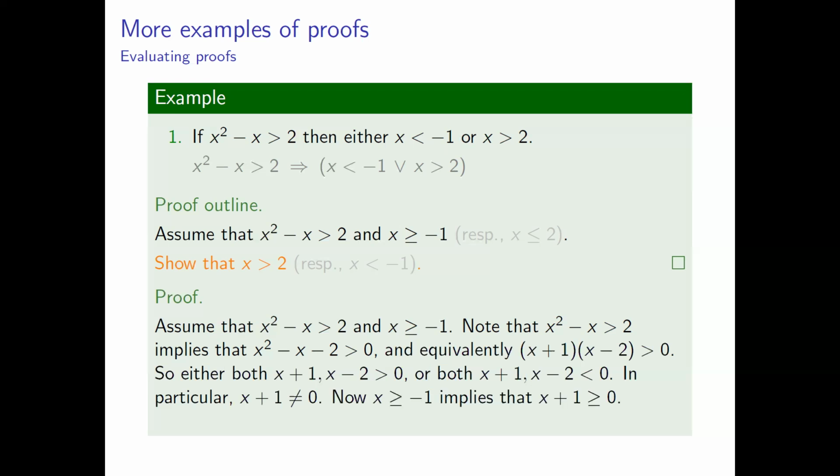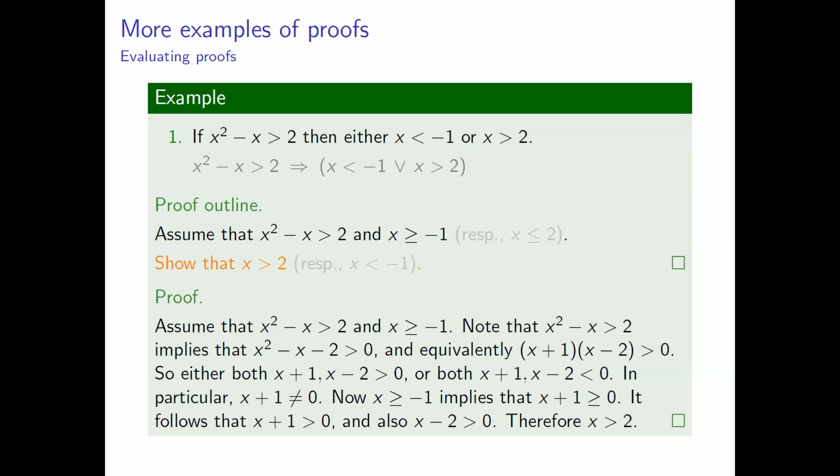Now, the assumption that x is greater than or equal to minus 1 implies that x plus 1 is greater than or equal to 0. Since x plus 1 cannot be 0, it follows that x plus 1 is positive. Thus, x minus 2 is also positive. Therefore, x is greater than 2 as required. This completes the proof.